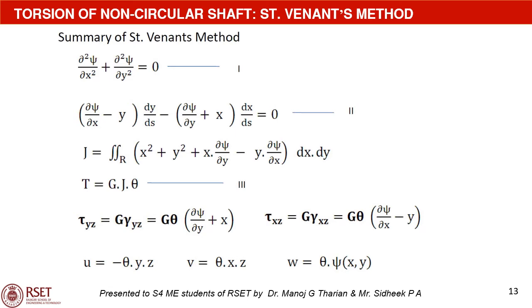Now, Saint-Venant's method for the analysis of torsion of non-circular shaft is a general method and it can be used for analyzing non-circular as well as circular shaft subject to torque. We will see how Saint-Venant's method can be used for the torsion analysis of circular shaft first.